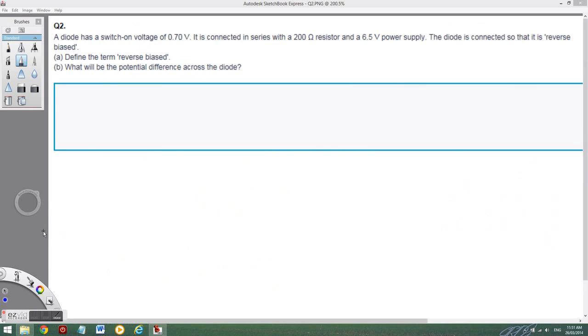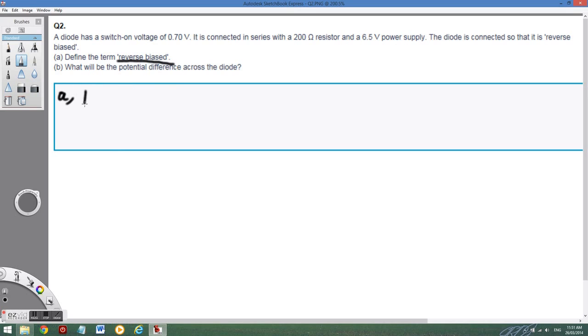Now have a look at this question. We have the same diode, the same resistance, the same circuit, and the diode is connected reverse biased. So question A asks me what reverse biased is.